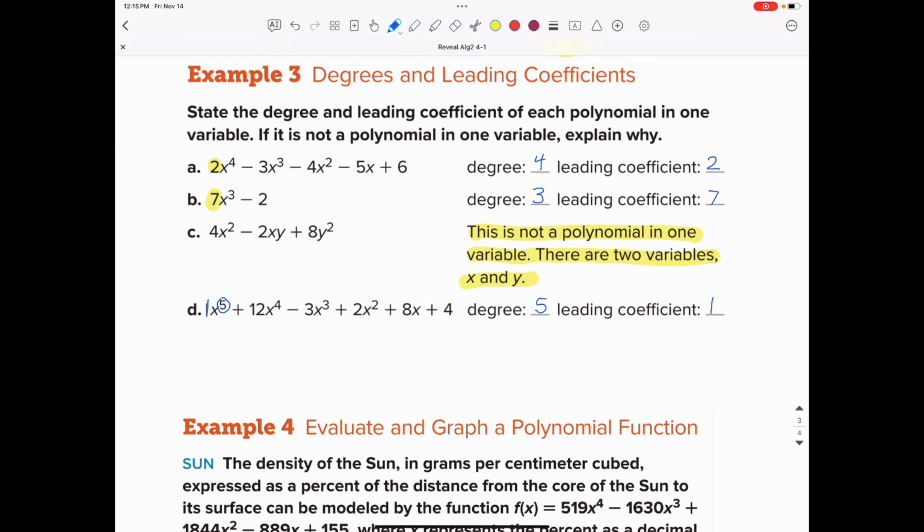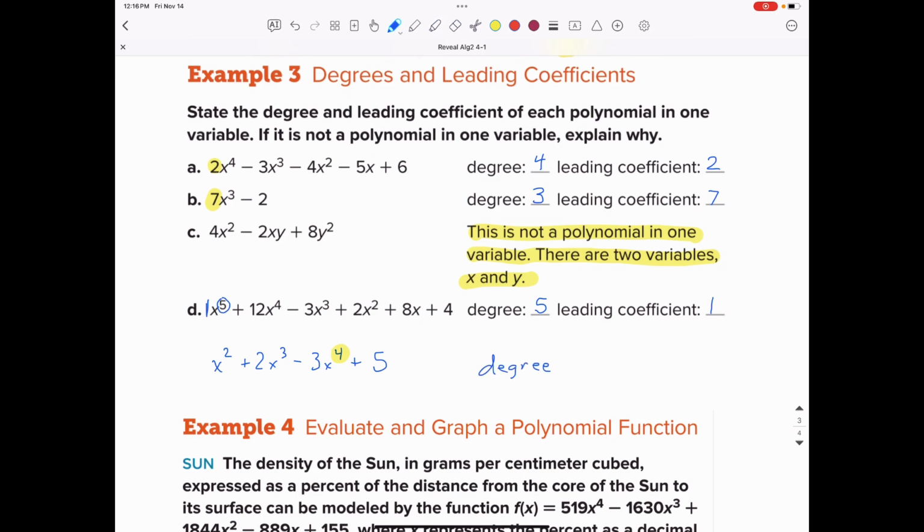Be cautious when you answer these questions that everything is in descending order of exponents. Let's say, for example, it gives us a polynomial like x to the second plus 2x to the third minus 3x to the fourth plus 5. The degree of this function, again, the degree is the highest exponent, is 4.